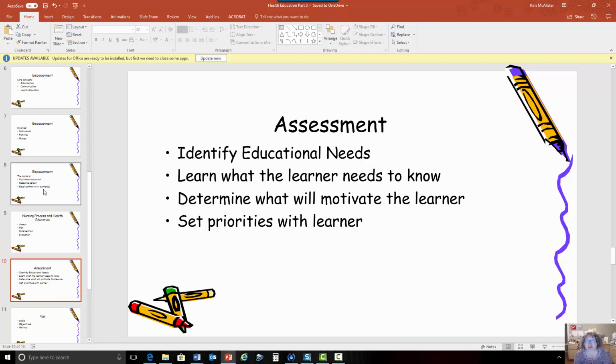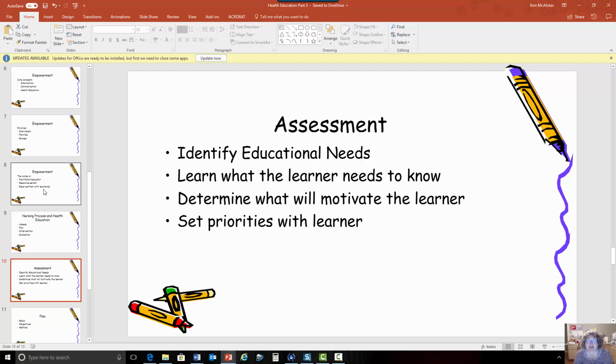And so we work with them to find out what they need to know, and then we try to persuade them about things that they necessarily don't think they need to know, but they do. We determine what motivates them. We go back to looking at our different learning theories and figuring out the best motivation for them, and then setting priorities.